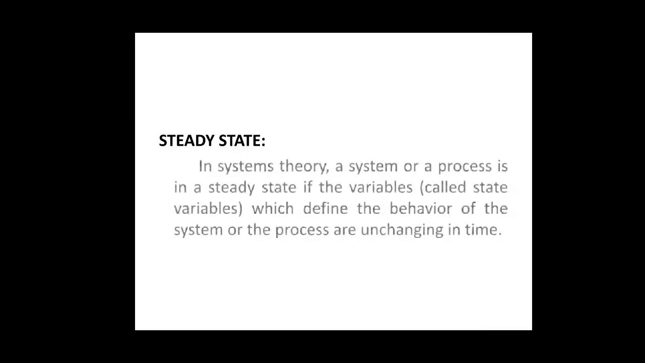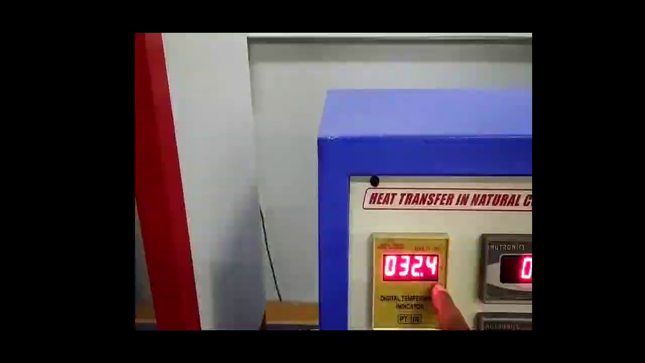We have to wait for at least 1 hour or 1.5 hours, so that steady state condition is reached. What is steady state condition? Steady state condition means the system variables, in our case the temperature, do not change with respect to time. So we'll wait for at least 1.5 hours to let the system reach a steady state, then we start measuring the temperature.